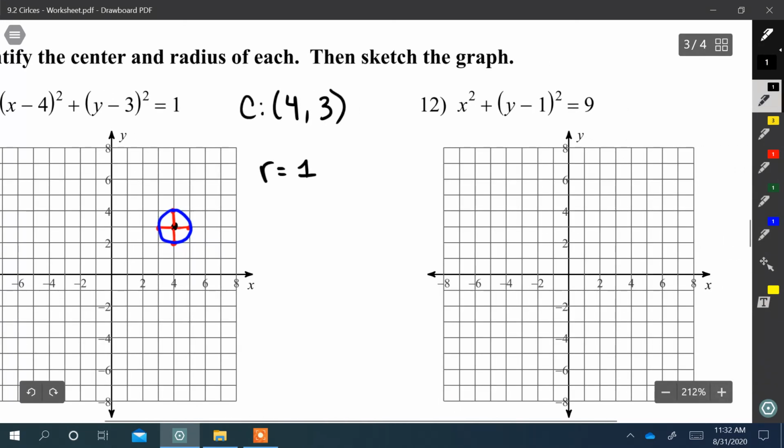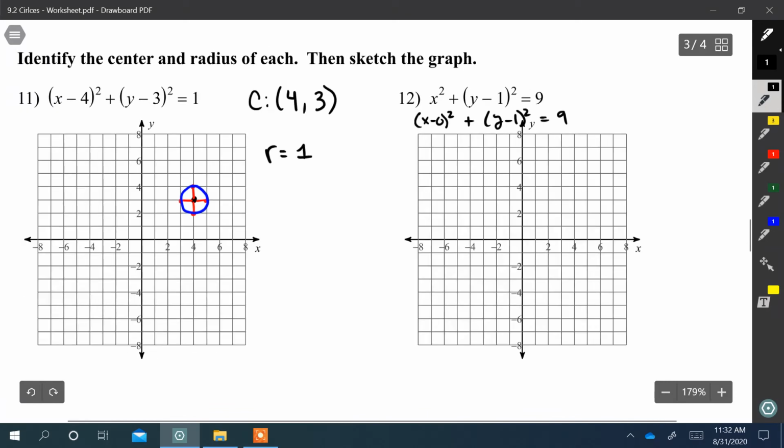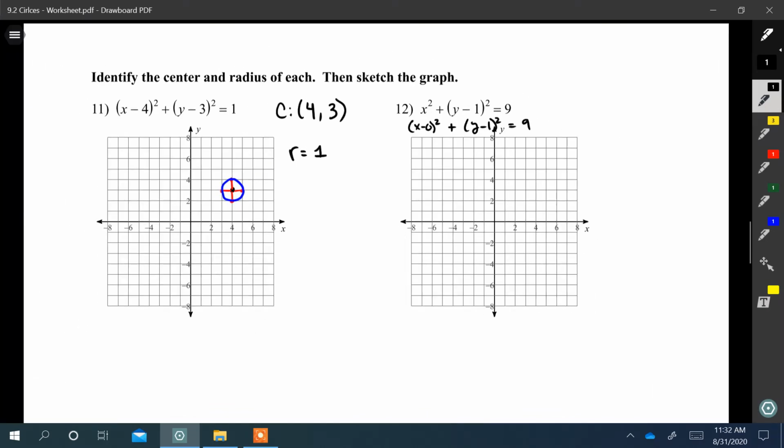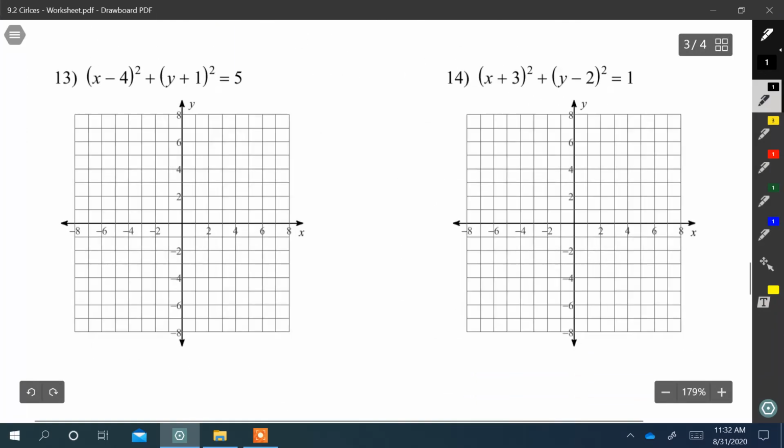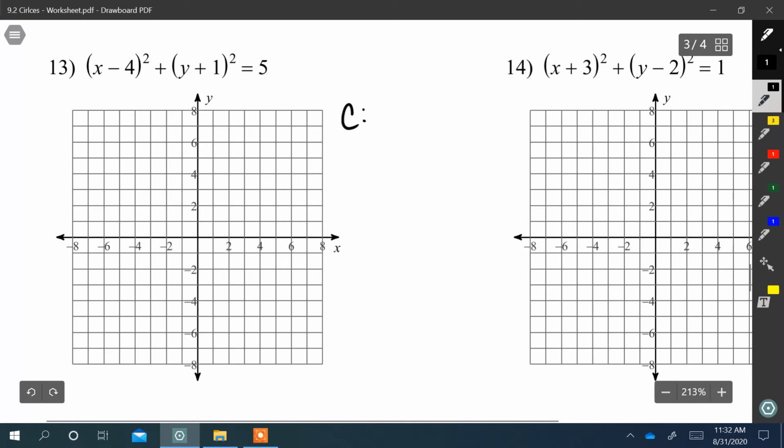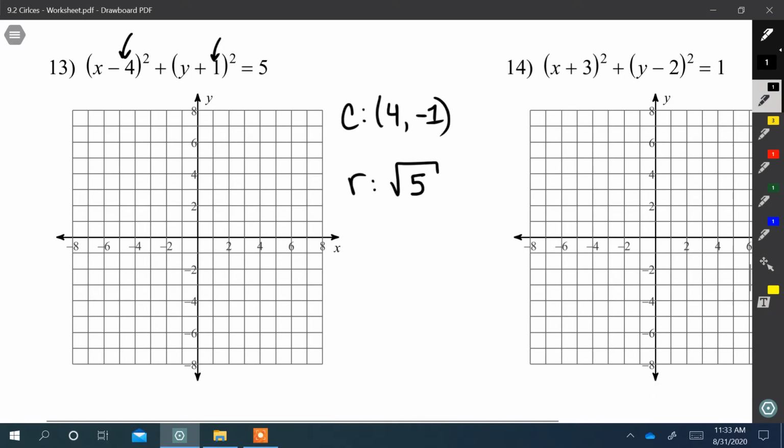Okay, on number 12, we have to remember that we have x minus 0 squared. That's how you want to write it, so you can tell where to put it. Okay, so I want you guys to do that one right there. What is the center, and then what is the radius? I'll do another one here. So in here, the center will be 4. It's always the opposite. So 4 and then negative 1. And then the radius is going to be the square root of 5, which is kind of hard to graph, but it shouldn't be too bad.